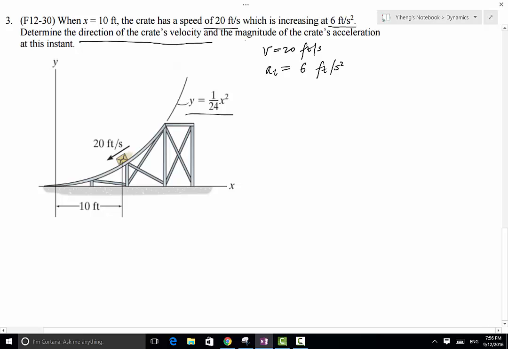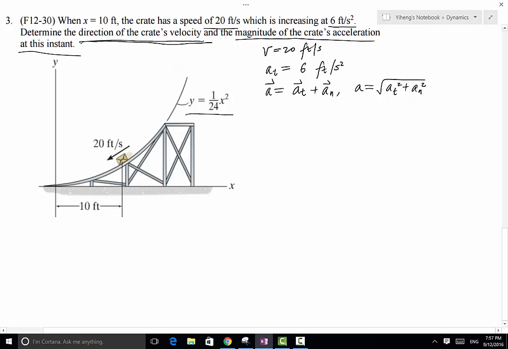So we need to determine the magnitude of the crate's acceleration as well at this instant. And the total acceleration equals the tangential component plus the normal component. Therefore, if we can find the magnitude of the normal acceleration, then the magnitude of total acceleration equals the square root of a_t squared plus a_n squared.